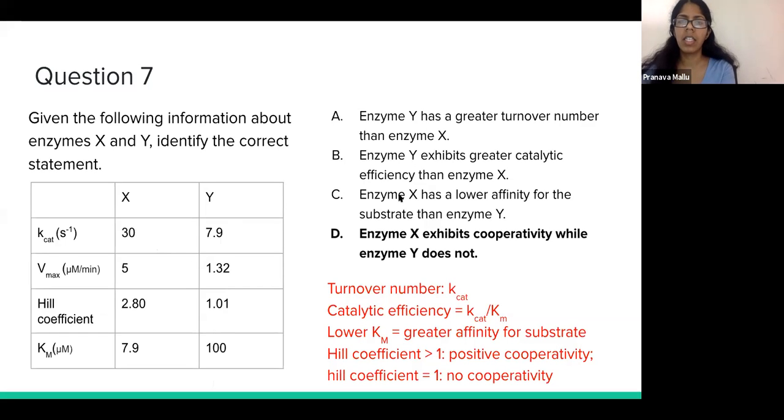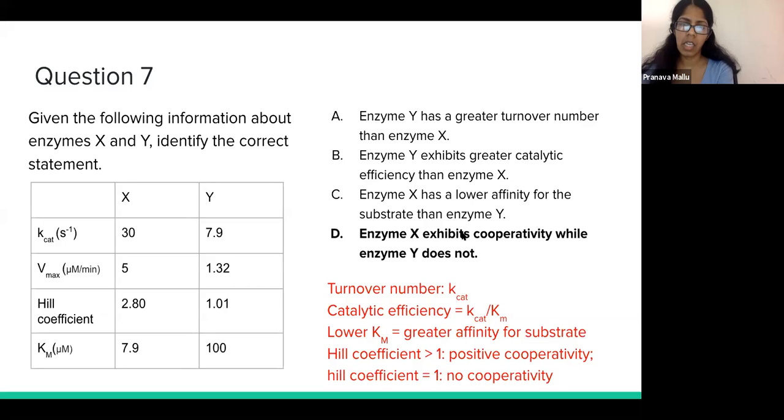And then C is asking about the affinity. We talked about how affinity can refer to KD, KA, or KM, but out of all those, you only have KM here. We talked about how lower KM means a higher affinity for the substrate. So X has the lower KM, so X has the higher affinity for the substrate. That's why C is incorrect.